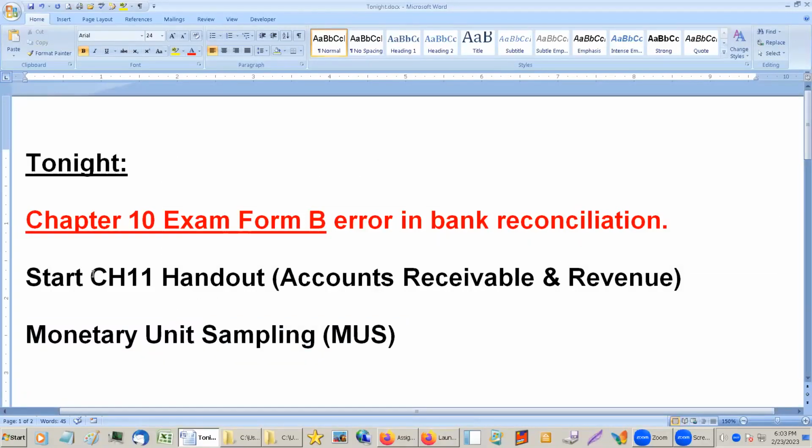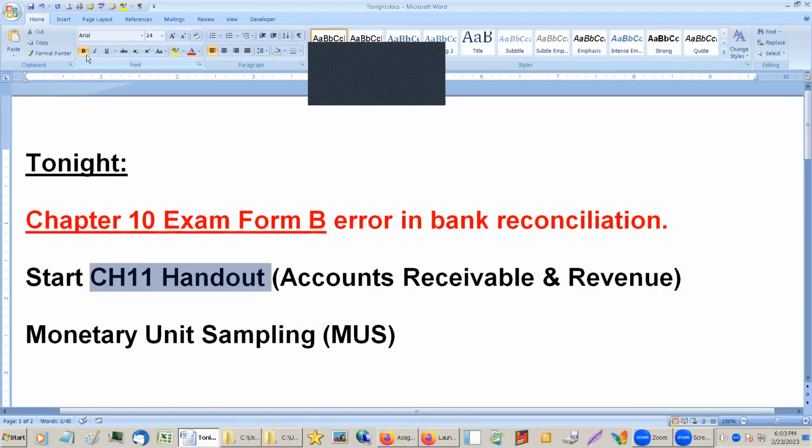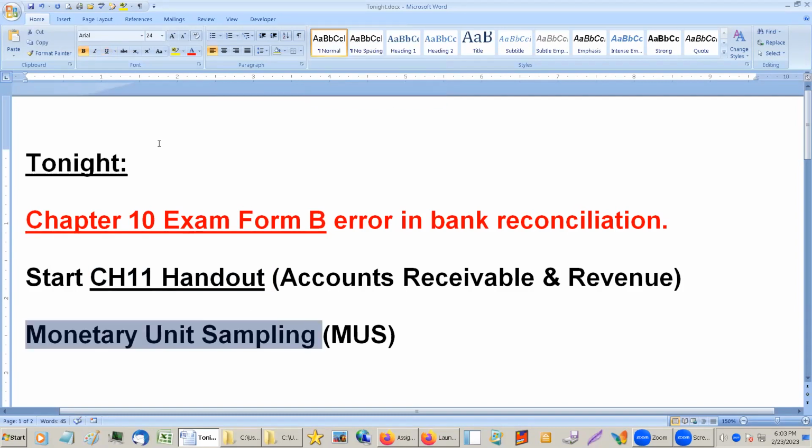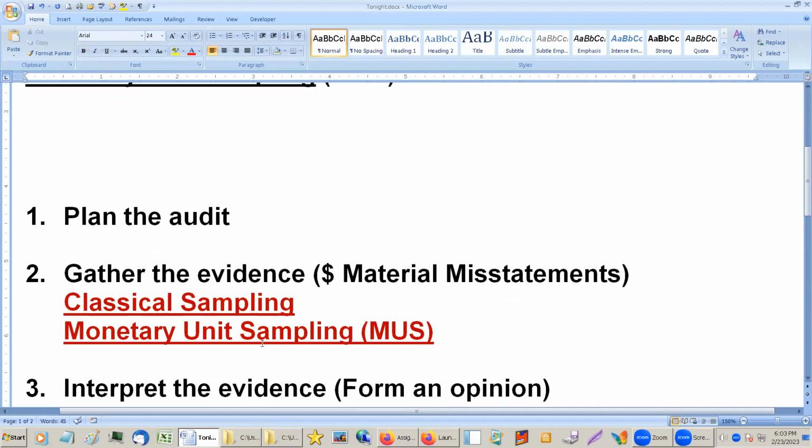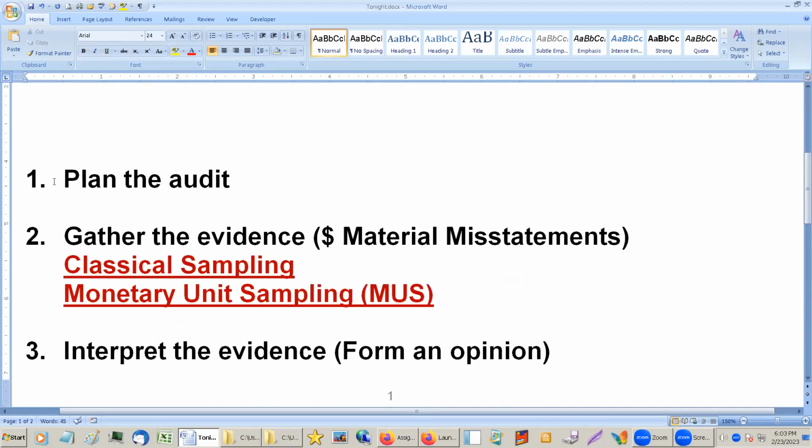Yeah, so today we're going to start chapter 11, accounts receivable. And then we'll go on to monetary unit sampling. Monetary unit sampling is another way to do sampling that we'll find, and down here we have planning the audit. We also have to gather evidence of the audit. So this is part of gathering evidence to see if something is materially misstated, just like we did for classical sampling.